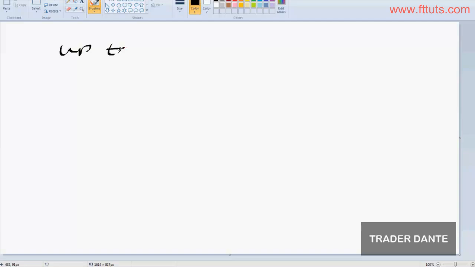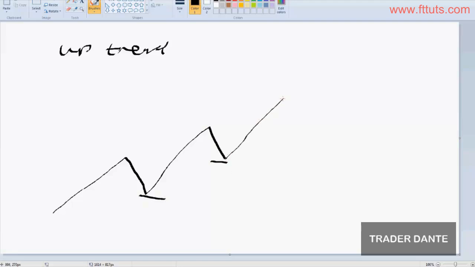If we've got an uptrend in the market, what is the standard definition? It is a high, then a pullback, then a higher high, then a pullback, then another break to a new high. It will look like that. So basically we've got a series of higher highs and a series of higher lows. That's the standard definition of trend.